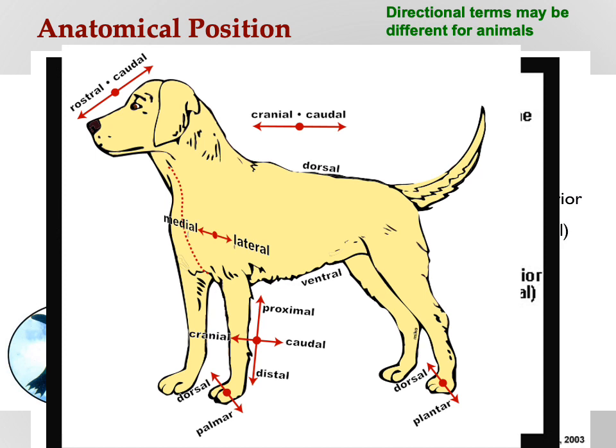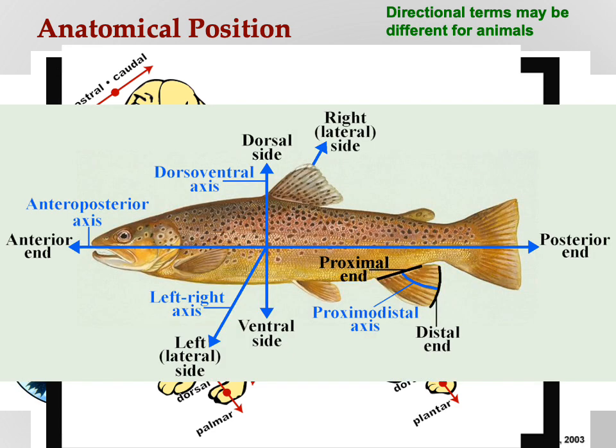There's a dog. Notice again medial lateral, all right? Ventral dorsal. Notice in this case also proximal distal. So the part of the dog's leg closer to the body is proximal. The part further away is distal. Okay. Notice there are other terms there that dogs have that we don't. You don't have to know those.